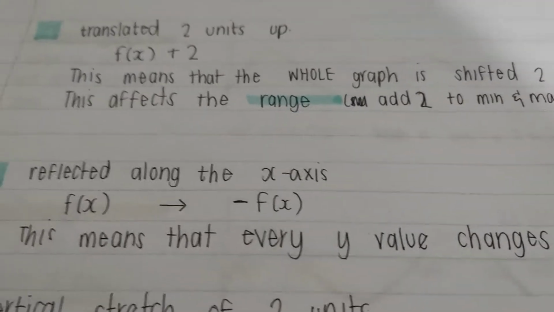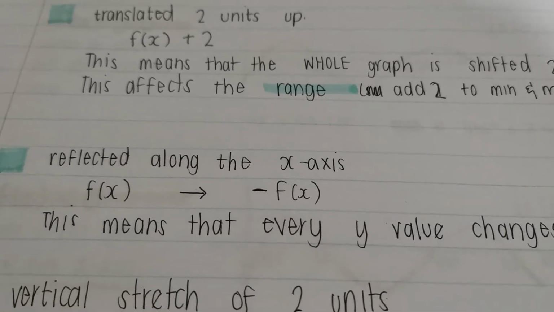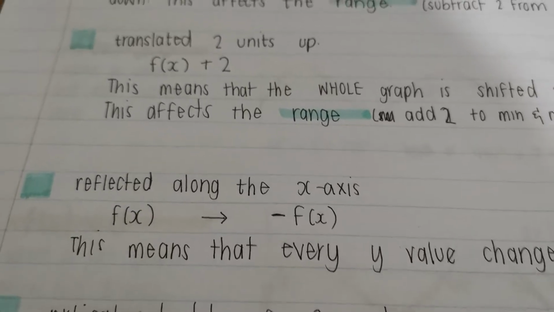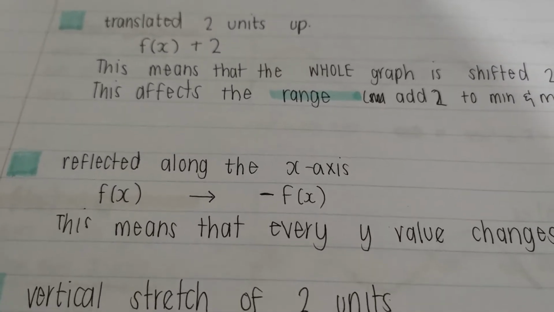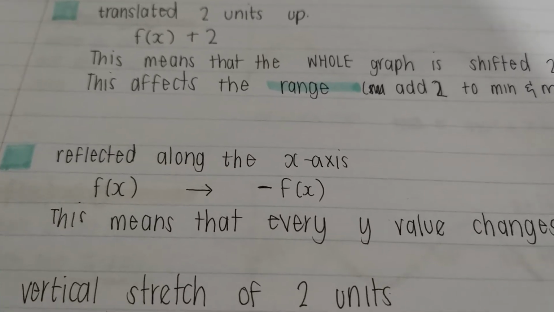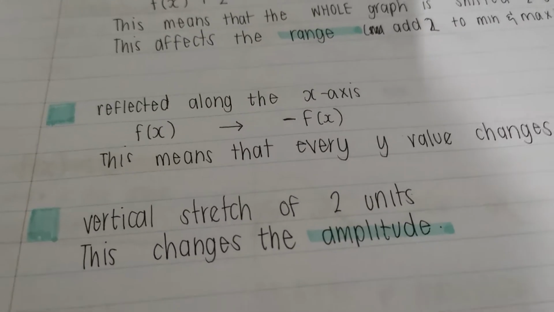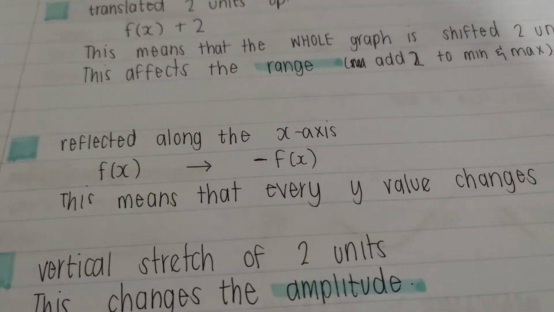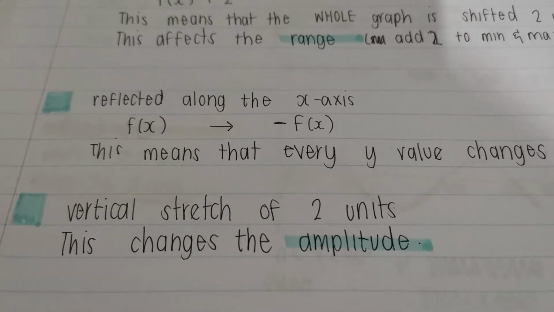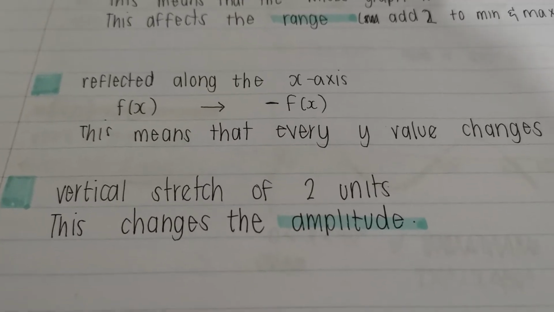Then we could say reflected. They could say determine the maximum if f of x is reflected about the x-axis. It means that every y value becomes negative y, and because of this it's going to be a reflection. I already showed it to you in the opposite direction. So that means its minimum would become its maximum, and its maximum would become its minimum. If I say a vertical stretch of 2 units, this changes the amplitude. I already discussed this with you. It's the A value. It's just stretching it up and down.